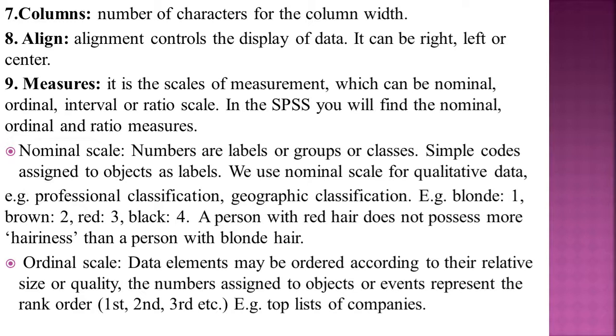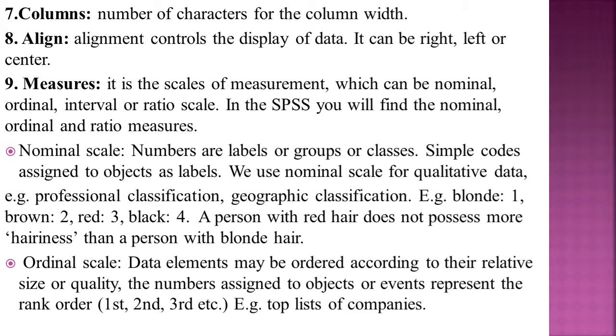The first one, nominal scale. Numbers are labels or groups or classes. Simple codes assigned to objects as labels. We use nominal scale for qualitative data. For example, professional classification, geographic classification, for example, blonde, brown, red, black. A person with red hair doesn't possess more hairness than a person with blonde hair.